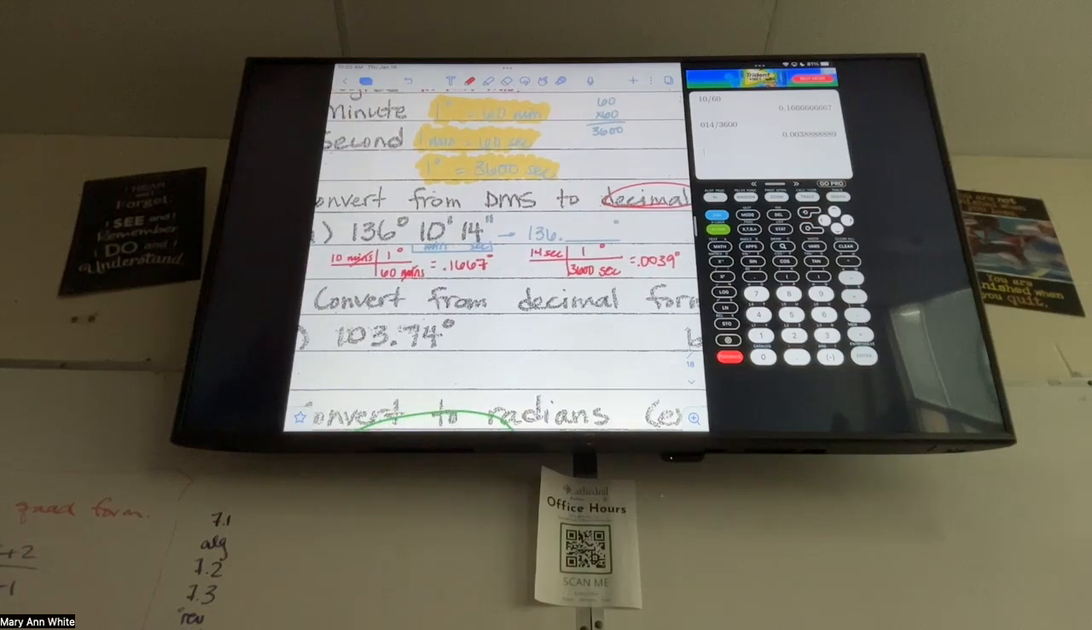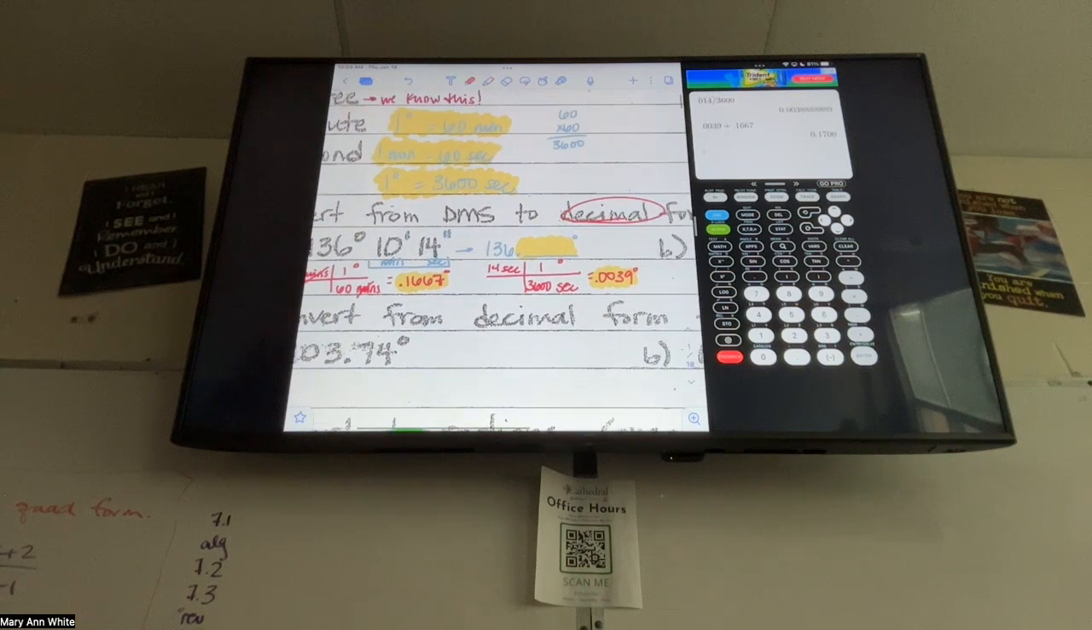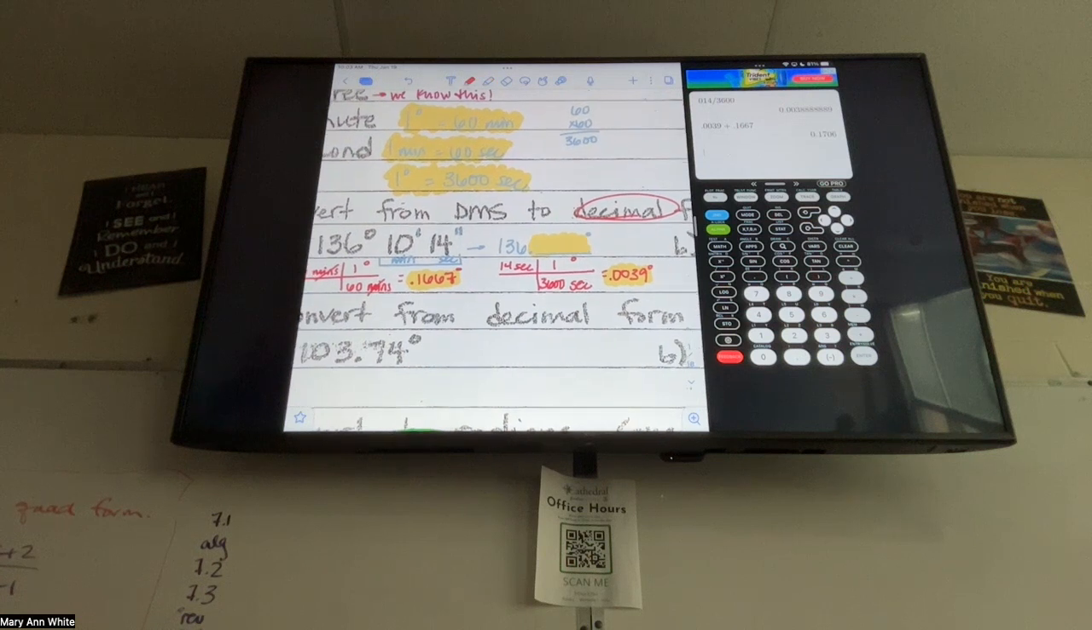All right, the final step is I need to add those 2 decimals together, and they're gonna go in this decimal place. So I'm gonna do 0.0039 plus 0.1667. So my decimal, the 136 has stayed the same this entire time. It was originally part of the problem. My decimal now is 0.1706. So 136.1706 degrees is my answer, exactly. So just the minutes divided by 60 and then the seconds divided by 3,600. Very good. Yep, that's it.